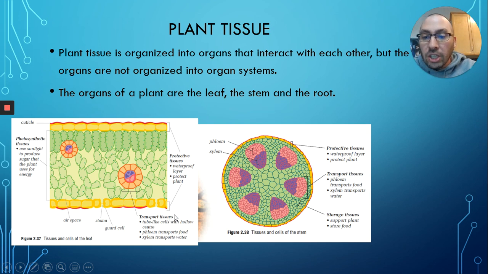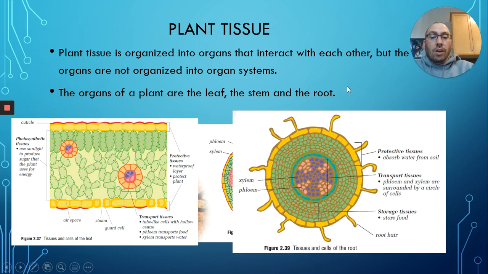We've got a cross section of the leaf, and again, it has all three tissues. It's got our protective tissue, our transport tissue, and our photosynthetic tissue. And lastly, we've got the tissues of the root, and the same thing. Along the outside, we have the protective tissue, we have the transport tissue in the middle, and then storage tissue in between the two. Okay.